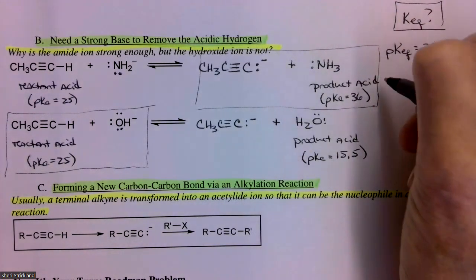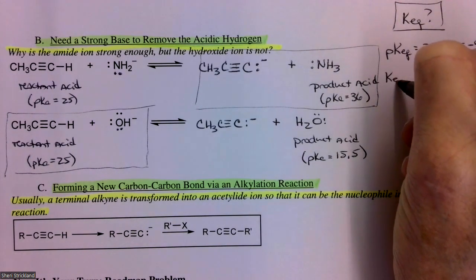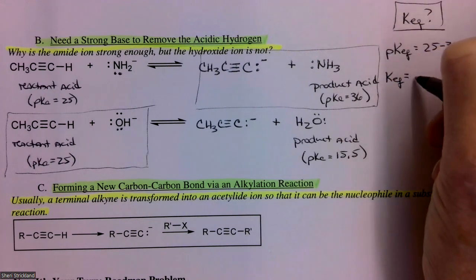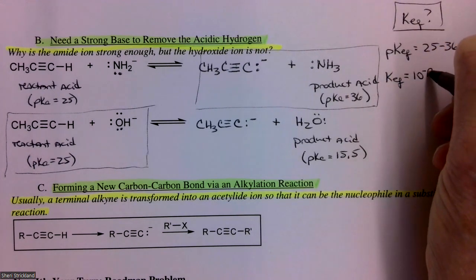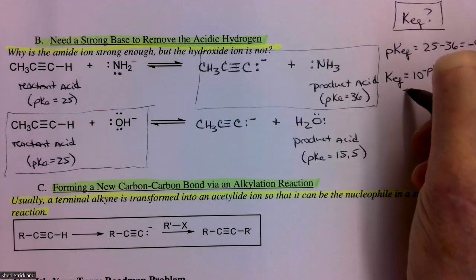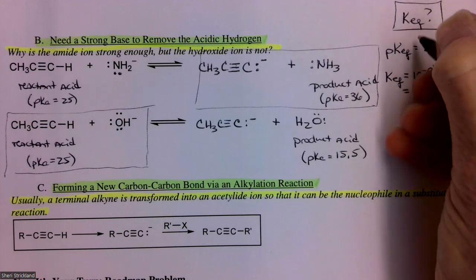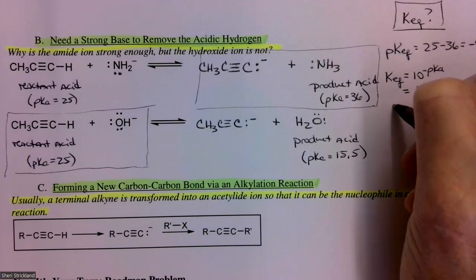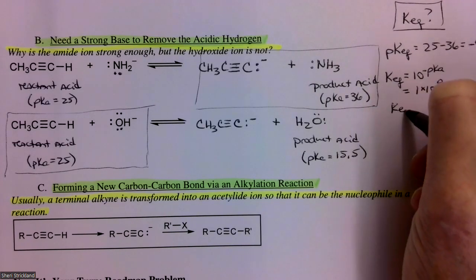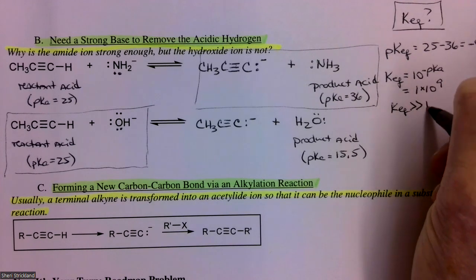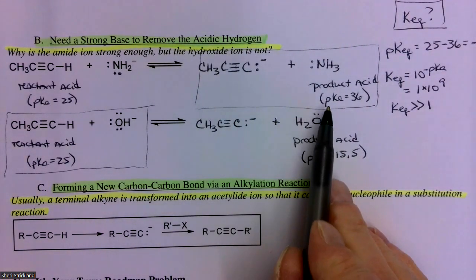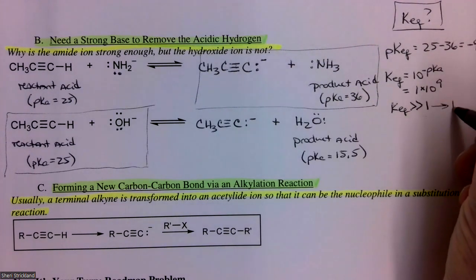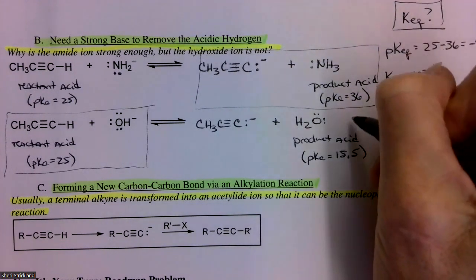And then the KEQ is going to be 10 to the minus pKa, which is 1 times 10 to the 9. Now, you know that if your KEQ is greater than 1, then certainly the products are preferred. And if it's much greater than 1, you've got essentially 100% yield.